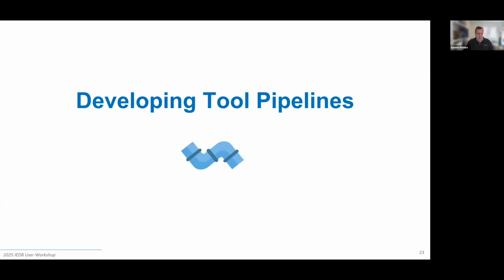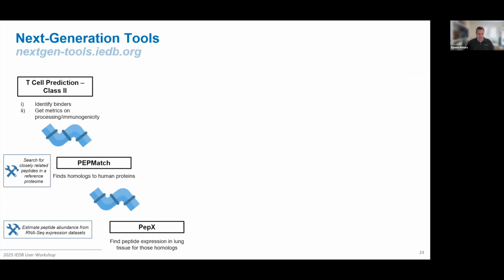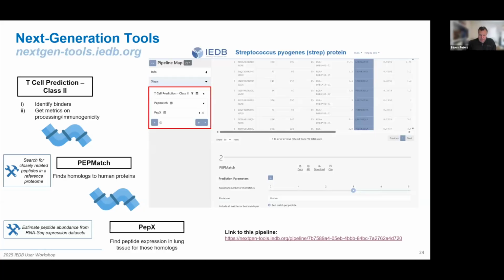So I wanted to briefly talk about class 2 pipelines and give another example of how we can use pipelines to do more than just definition of affinity. I am going to give an example where we take predictions of likely ligands, then use PepMatch to find homologs of those in human proteins, and then look for expression of those peptides in the lung using PepX. So here's how that looks, and I'm going to do now what I should never do, namely a live demo.